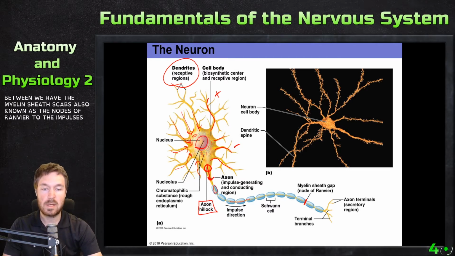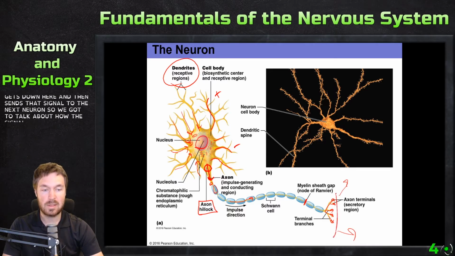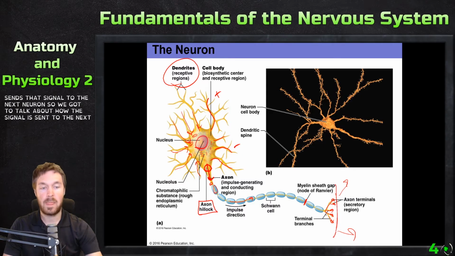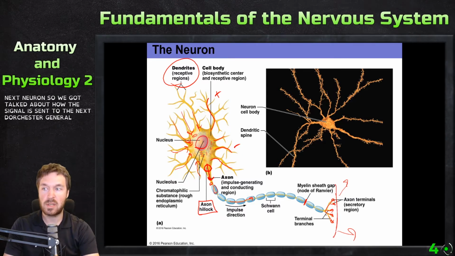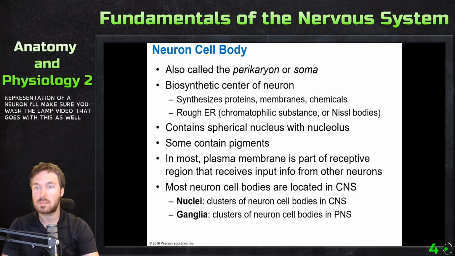So the impulse is being sent this direction. And here then we have the axon. Down here then we have the axon terminal, and there could be thousands of axon terminals. So the signal gets down here and then sends that signal to the next neuron. So we've got to talk about how the signal is sent to the next neuron. So that's just a general representation of a neuron. Make sure you watch the lab video that goes with this as well.